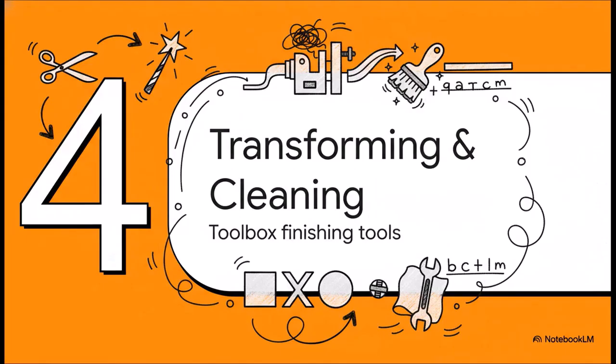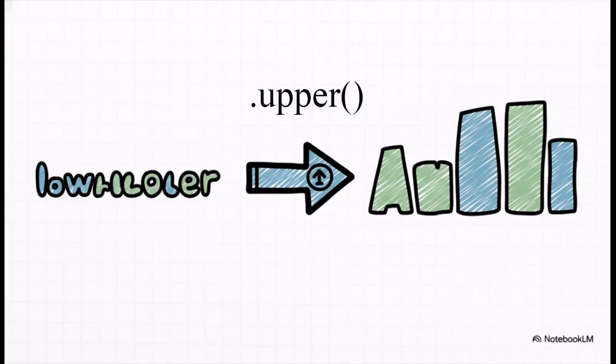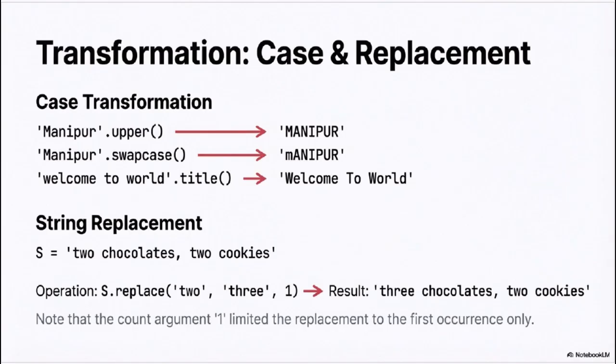All right, we've built some strings. Now for the really fun part, the finishing tools. This is where we get to transform, polish, and clean up our text. You see, Python strings come loaded with these specialized tools called methods. For example, if you need to make sure all your text is consistent, you can use .upper. Just tack it onto the end of your string and boom, every single letter is now uppercase.